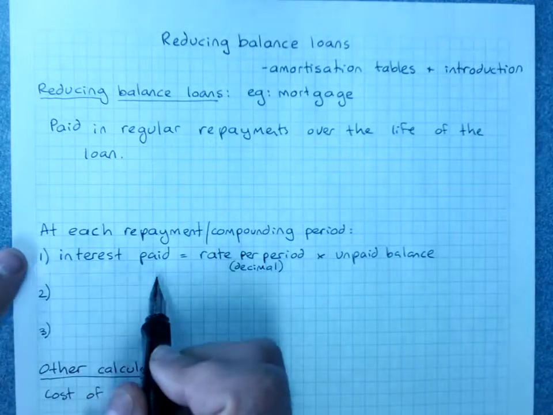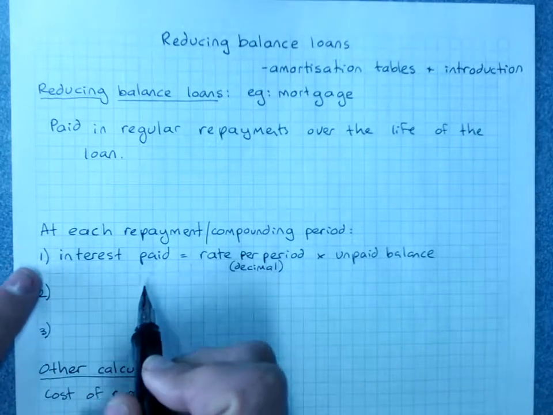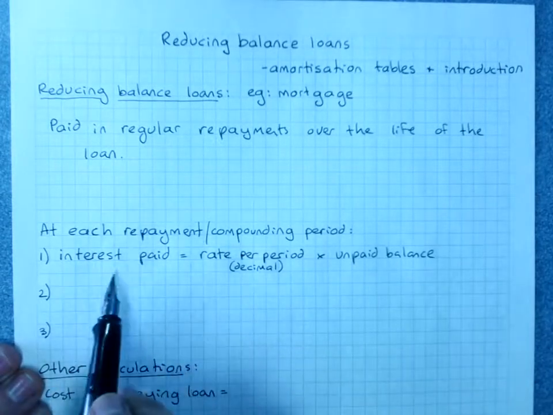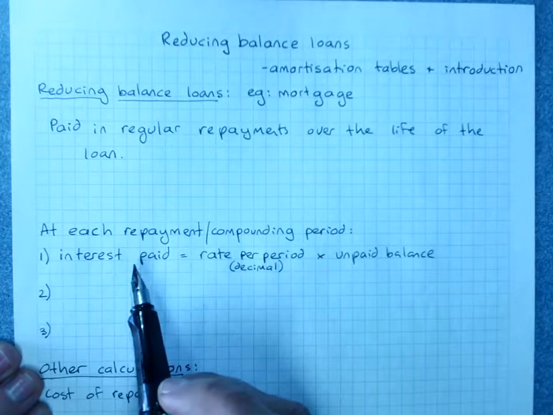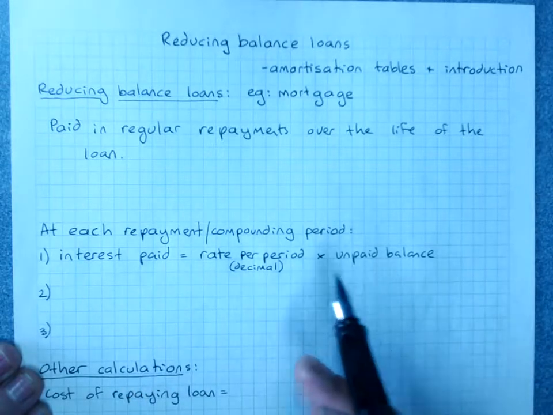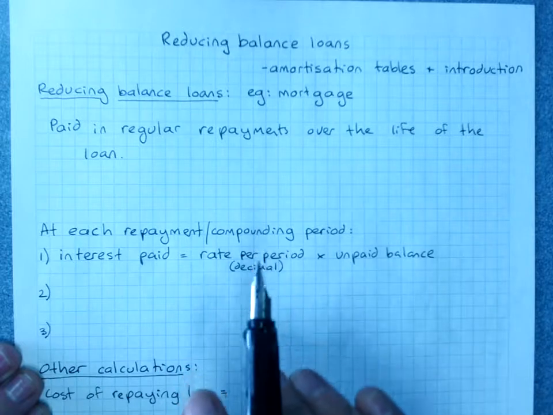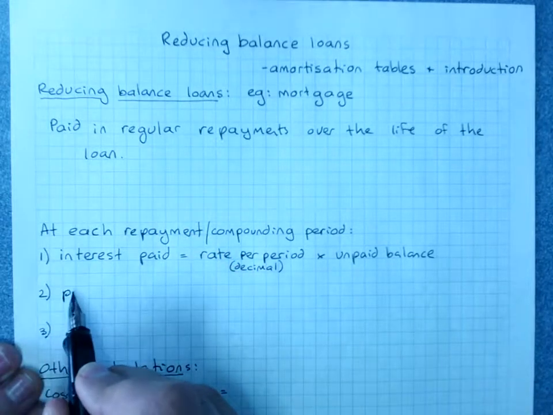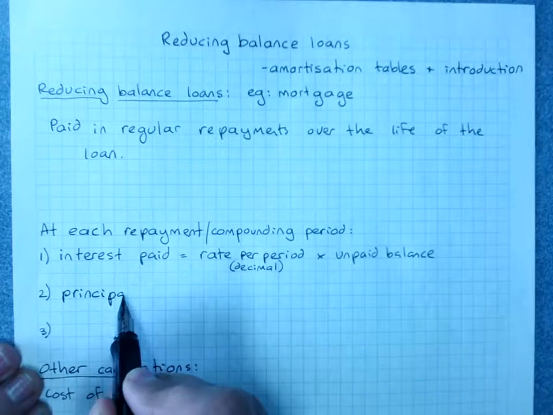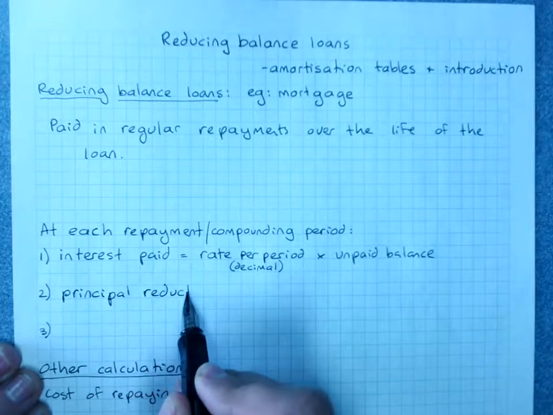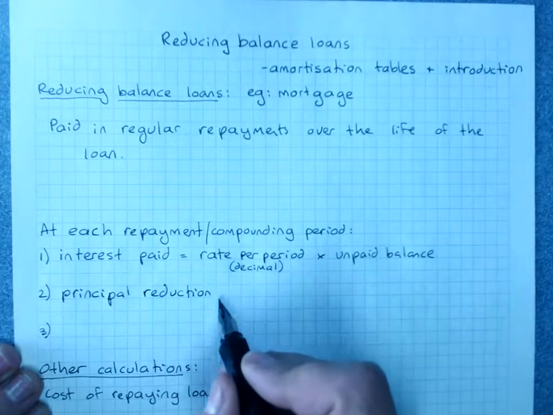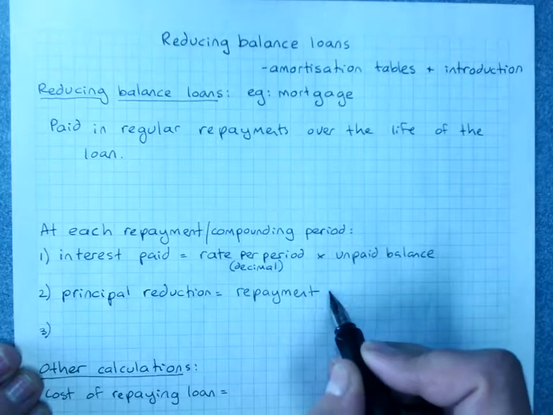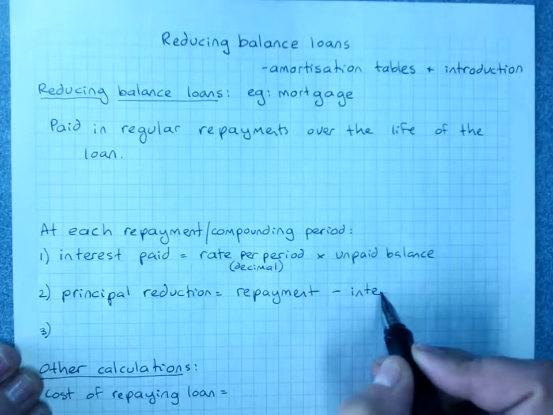We look at what the interest is, and then we look at how much we've reduced the principal, because you're paying off interest, and everything extra that you pay above the interest is paying down the principal. It's reducing that balance. And the principal reduction is the value of the repayment minus the interest that was paid.